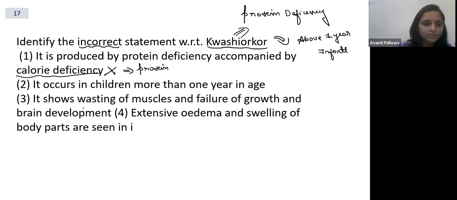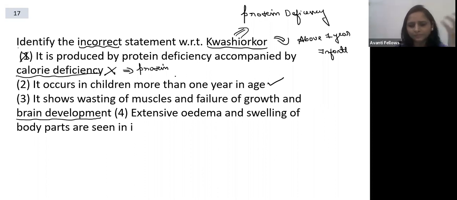Coming to option 2, it occurs in children more than 1 year of age. Yes, that is correct. Coming to option 3, it shows wasting of the muscles and failure of growth and brain development. Yes, whenever there is protein deficiency, growth will not happen and brain development will also not happen. So this is a correct statement.